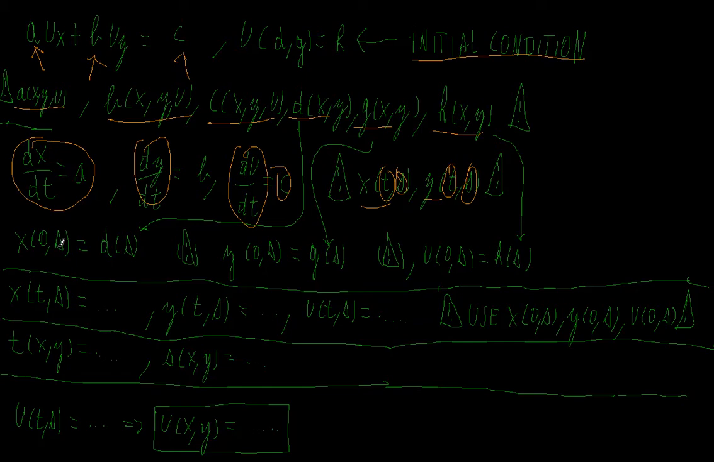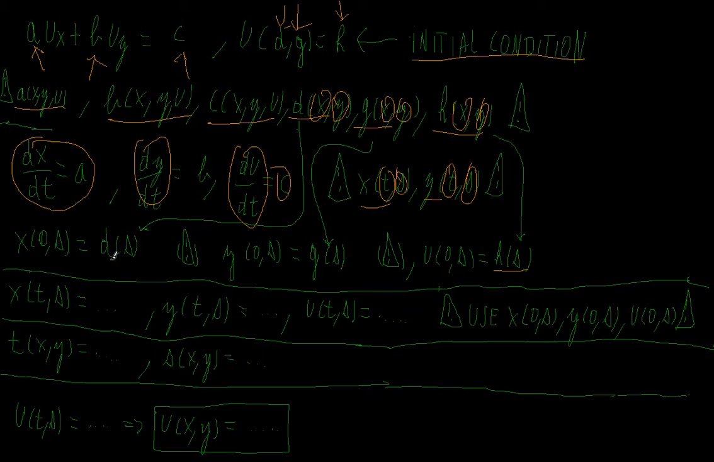The second thing you will do is set x of 0 and s equal to d of s, y of 0 and s equal to g of s, and u of 0 and s equal to h of s. So remember, d, g, and h are the functions in your initial condition. So now instead of having x and y as variables, you will simply have t and s as variables, given that t will be set to 0.